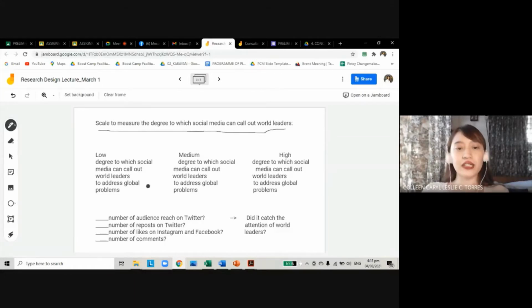When we measure the degree to which social media can call out world leaders, is there a high degree when it comes to the number of posts? So if X number of posts is achieved, would our politicians take action if it reaches that amount of posts, or likes? So that is an example of a measurement scale. Is there a medium degree or a low degree?